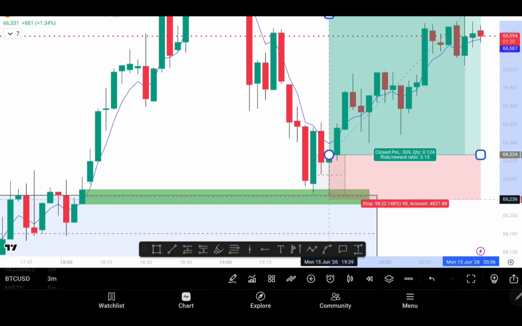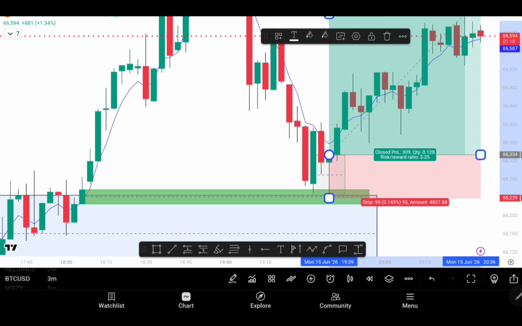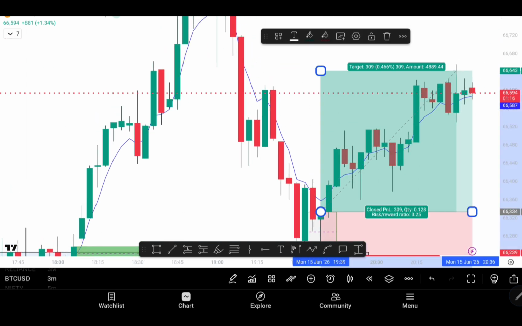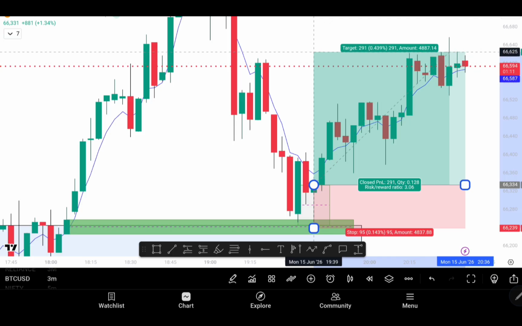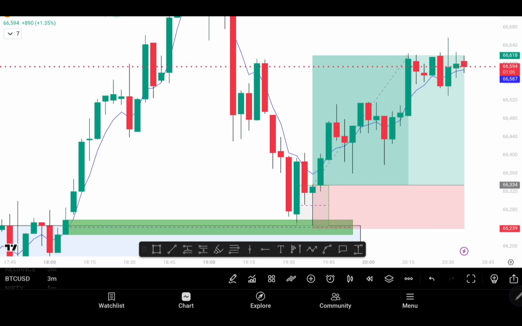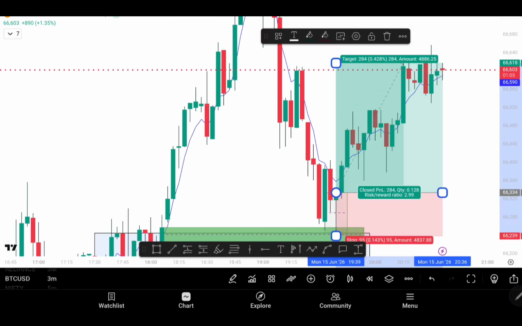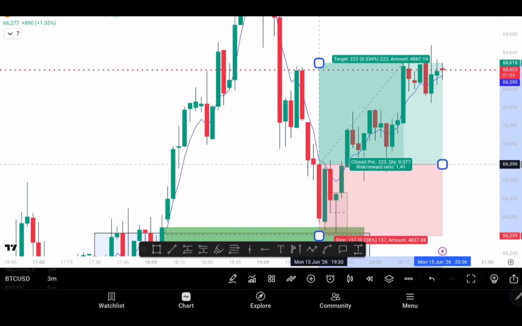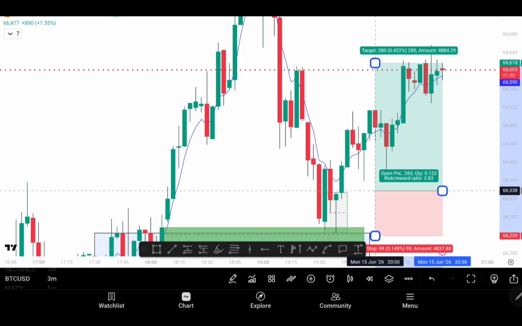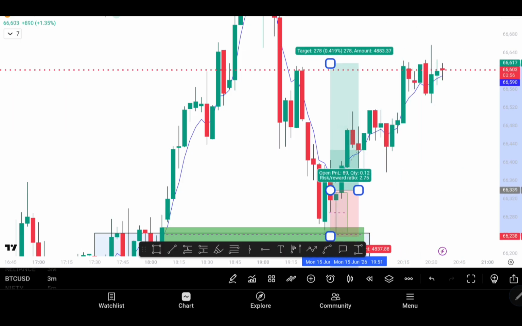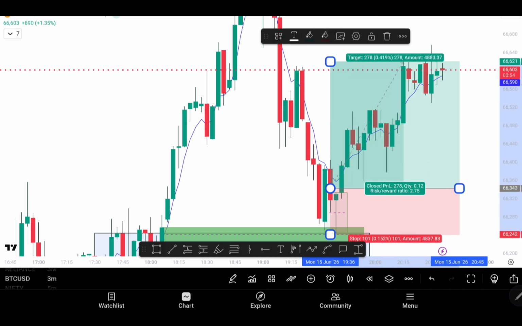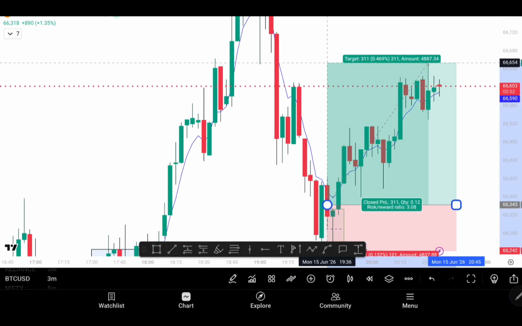Just keep your SL below that base candle, and the target should be 1:3. Keep it as 1:3. Here you have hit the target. Okay, 1:3 here. Or if you say that sometimes you want to take proper entries and wait for the candle to break, keep your target around 1:3.